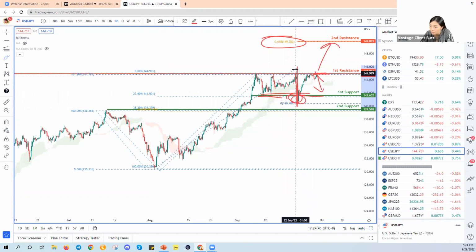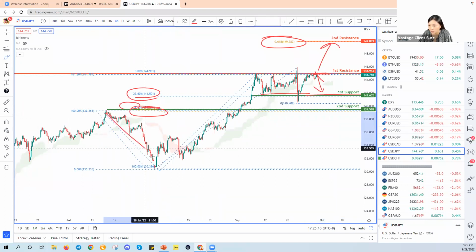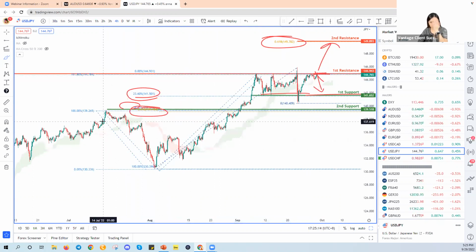I probably think this is the intervention day. Okay. That's why there's such volatile movement. Usually it shouldn't be this way. Okay. So that would be my 23.6% retracement level. If it breaks my first support, I'm looking at it to test my second support at my 38.2% retracement, 61.8% projection, 1, 2, 3. Okay. And as well as my previous swing high at this level.